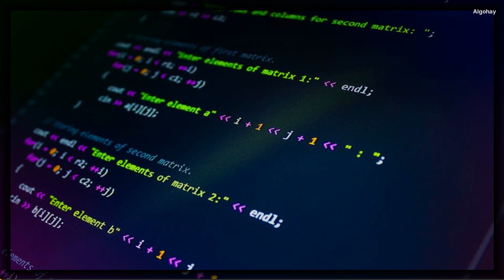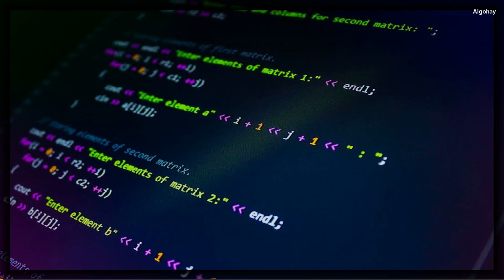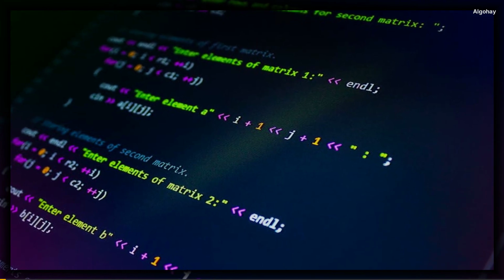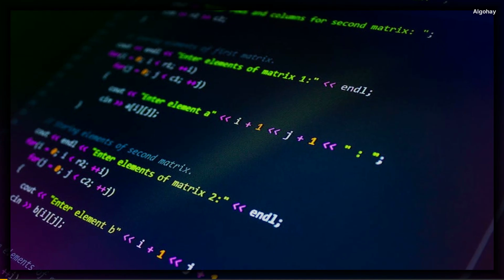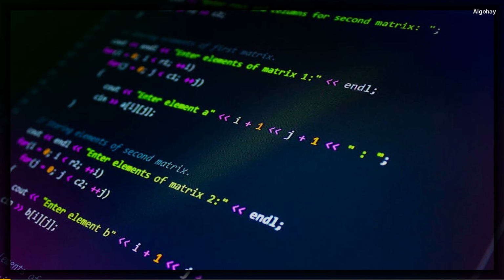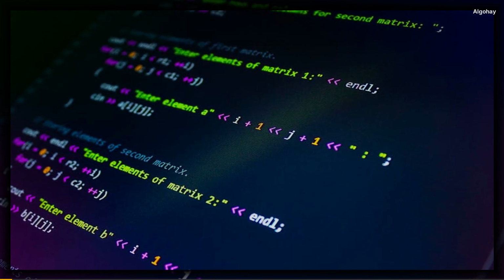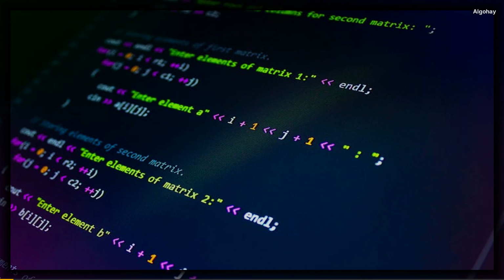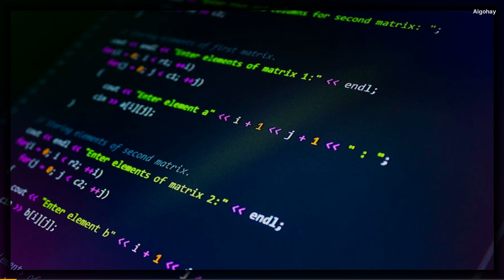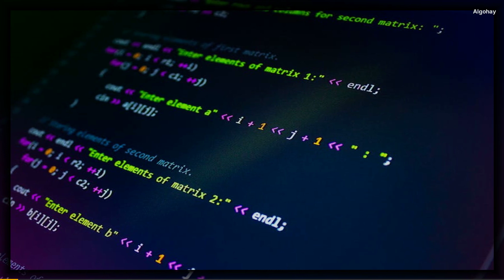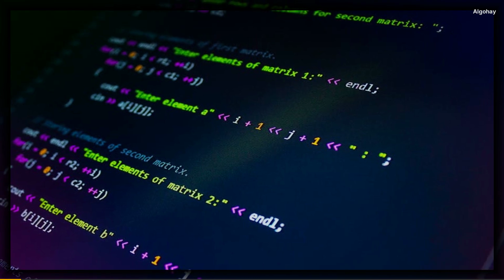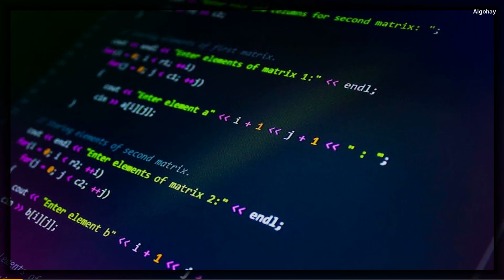Mastering Algorithms. Introduction. What is an algorithm? Types of algorithms. Algorithm design techniques. Analysis of algorithms. Applications in real life. Learning path for algorithms. Conclusion.